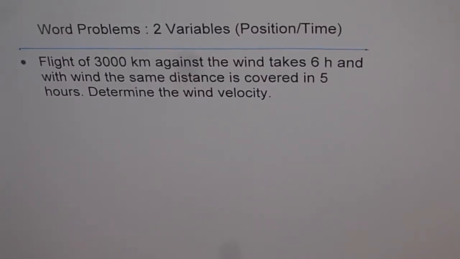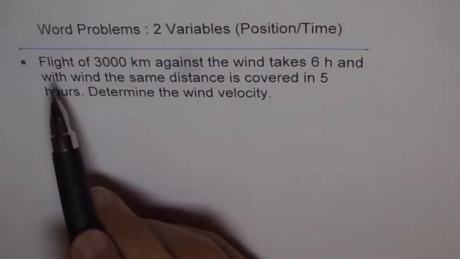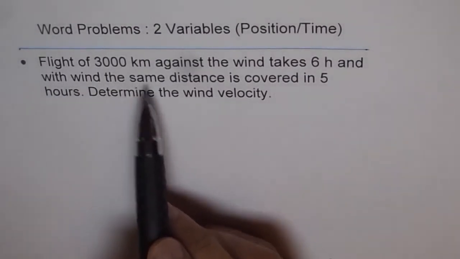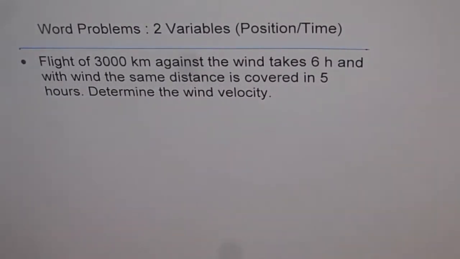Let's try to understand how to solve problems with two variables involving position and time. Question is, flight of 3000 km against the wind takes 6 hours and with wind the same distance is covered in 5 hours. Determine the wind velocity. Now this problem involves distance, speed and time.